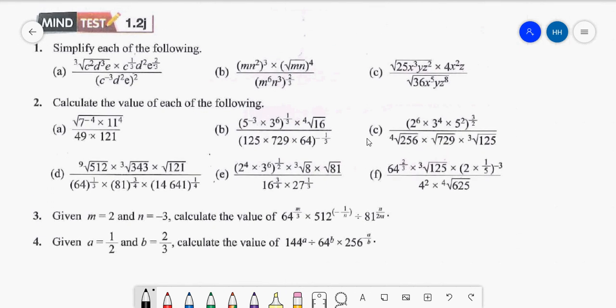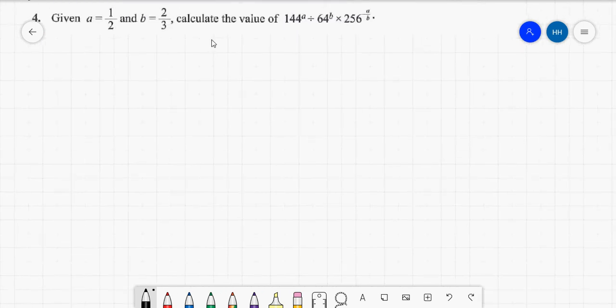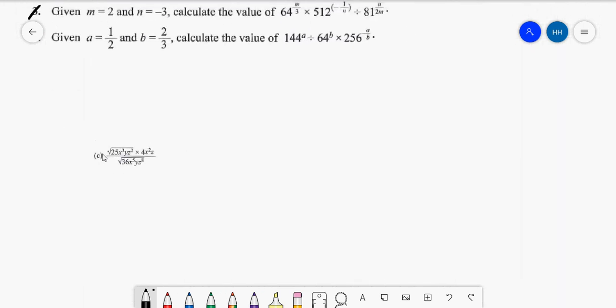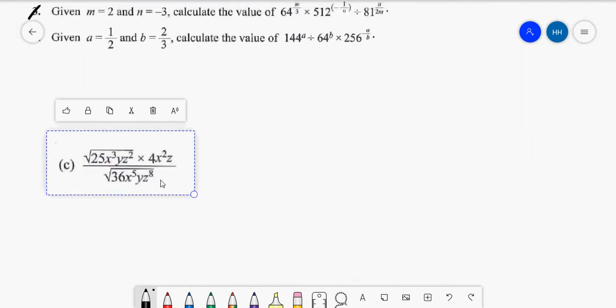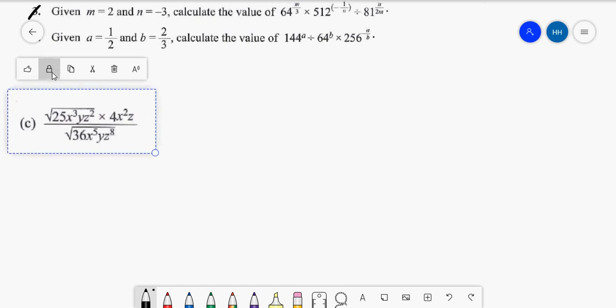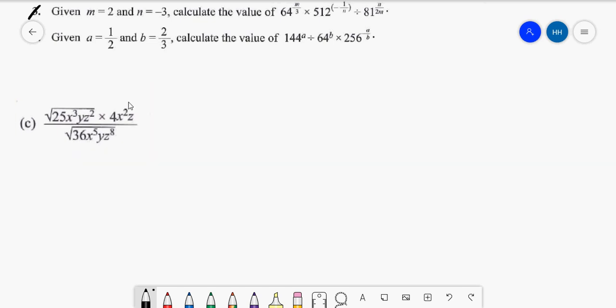I'm not going to discuss all the questions, so I'll select question 1C, question 1B and question 3 to discuss. For question 1C, this is the question. How to perform the calculation for this?